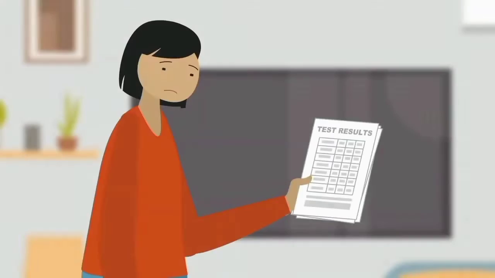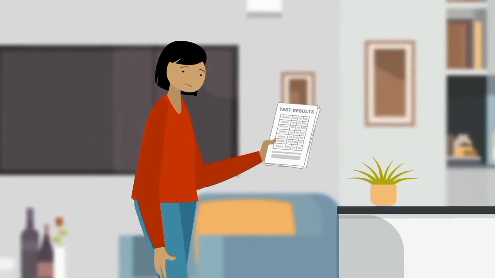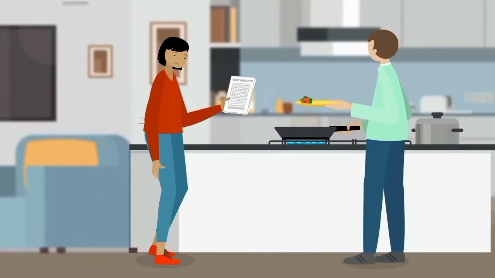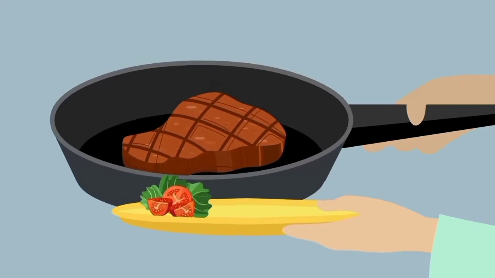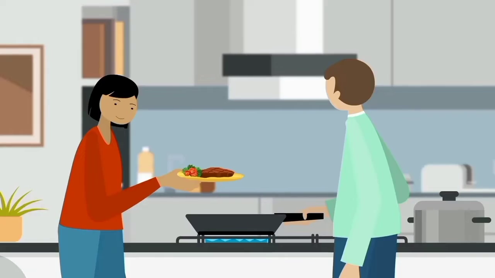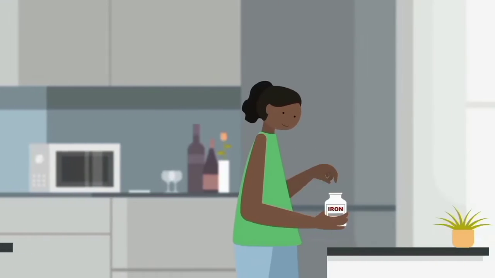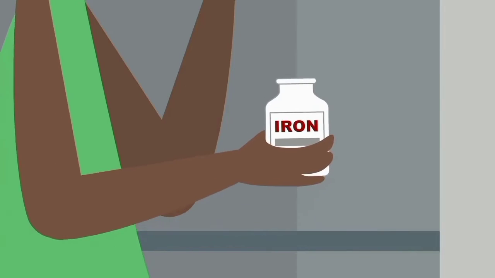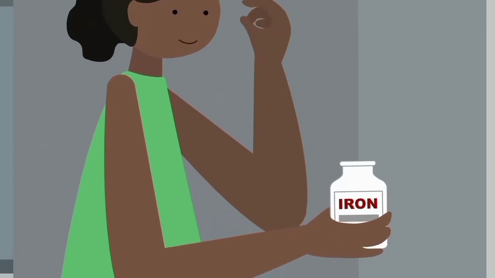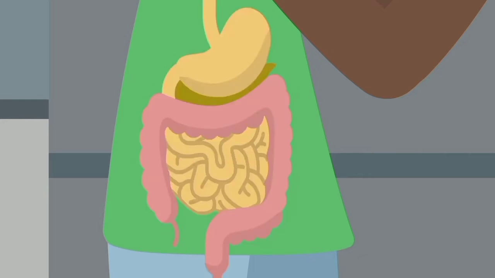If the tests reveal that you are anemic and iron deficient, you can help your body with smart nutrition, like eating iron-rich foods and cooking with an iron skillet. Iron supplements can also be helpful and are often your doctor's first recommendation. Following the instructions for taking these will help you avoid any gastrointestinal tract issues.